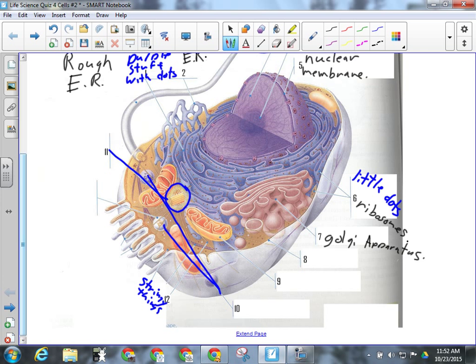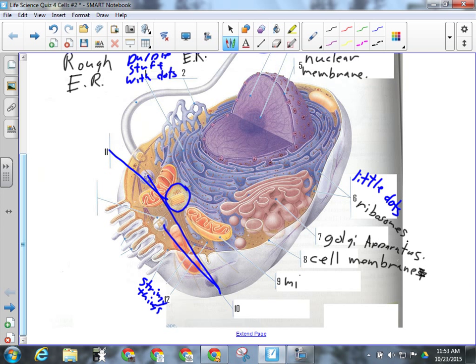Okay, number 8. What are we looking at there? Cell membrane. And I want 2 words for the function of that. Exocytosis and endocytosis. Cell membranes. It's only one. It's not plural. Membrane. Okay. All right.